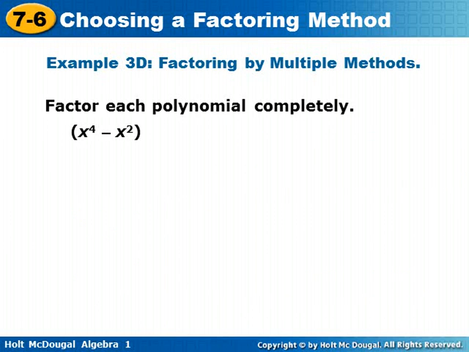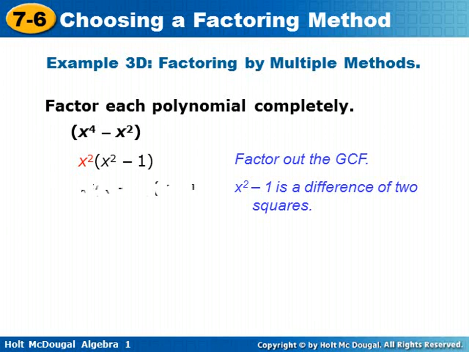Factor each polynomial completely, x to the 4th minus x squared. Factor out the greatest common factor, which is an x squared, leaving us with x squared minus 1. That's a difference of 2 squares, so we get x squared still from the outside, and then we end up with x plus 1 times x minus 1.